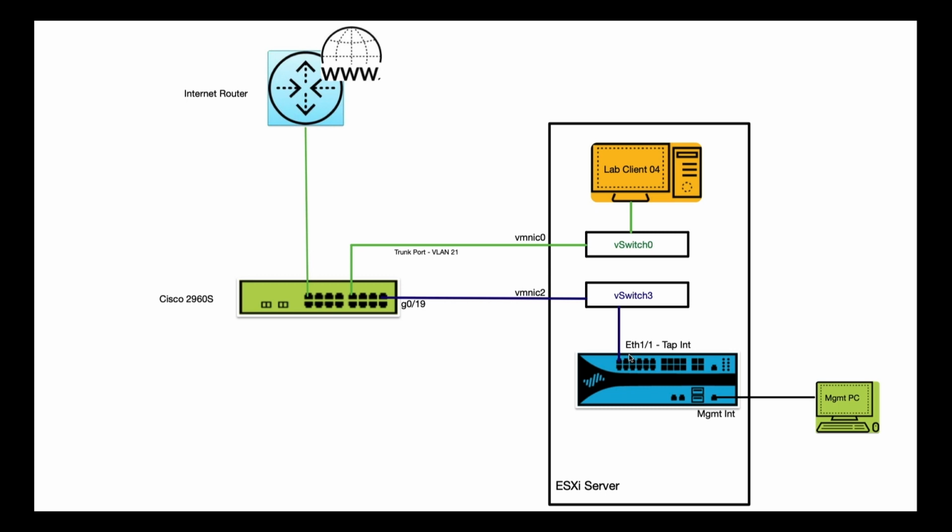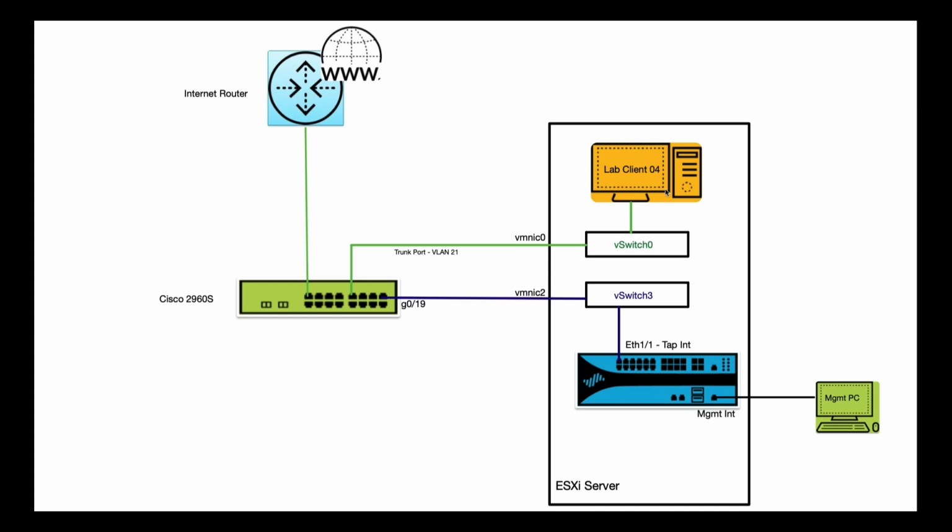The Palo Alto Ethernet 1/1 interface is connected to an ESXi virtual switch called vSwitch 3. vSwitch 3 is then connected to a physical NIC called VMNIC 2, which is in turn then connected to gig 0/19 on the Cisco switch. It will be the Palo's Ethernet 1/1 interface that will be configured as the tap, and the management interface will be used to access the web UI from the management PC.